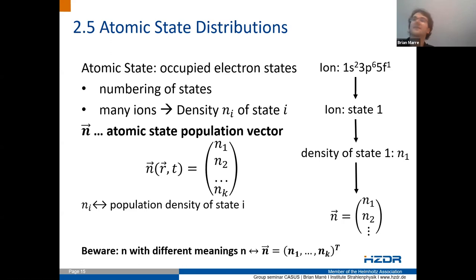Is it n vector? Is that now the atomic state population vector? So is that the density of the ions? Yeah. I must admit the notation is a little bit confusing, because we have the principal quantum number n, and the density also n, and then the n vector, which is the atomic state population vector. Welcome to physics again, by the way. We had this discussion with Max already. It's always the same view.